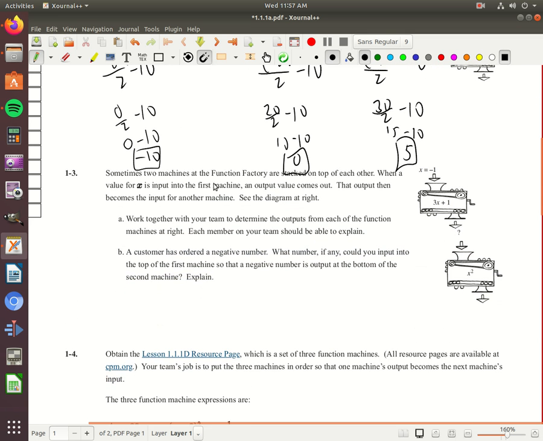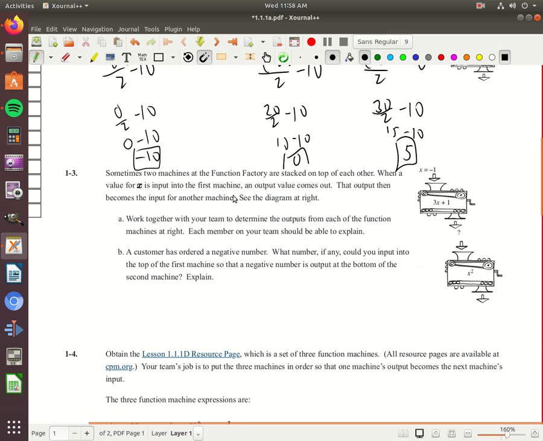Sometimes two machines at the function factory are stacked on top of each other. When a value for x is input into the first machine, an output value comes out. That output then becomes the input for another machine. So over the years, kids get a little bit confused. They think you plug -1 in here and in here. That's not the case. Whatever comes out of here is what ends up getting plugged in. It says, work together with your team to determine the outputs from each of the function machines at right. Each member of your team should be able to explain.